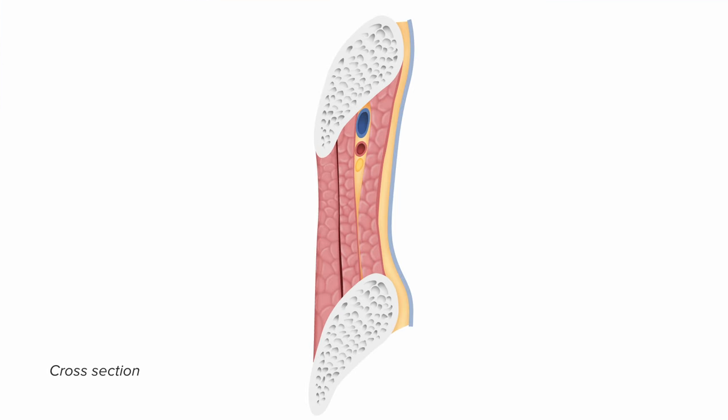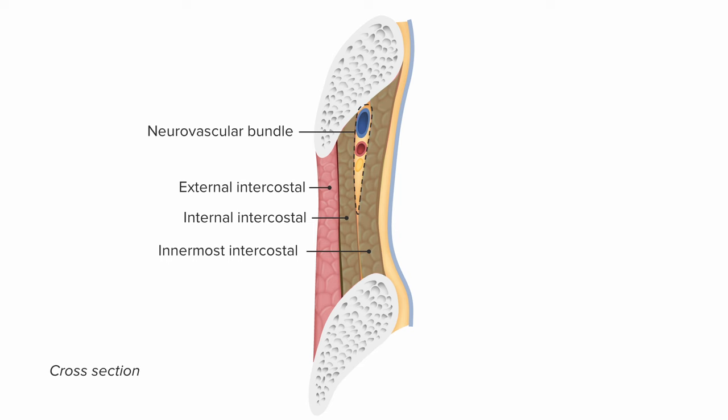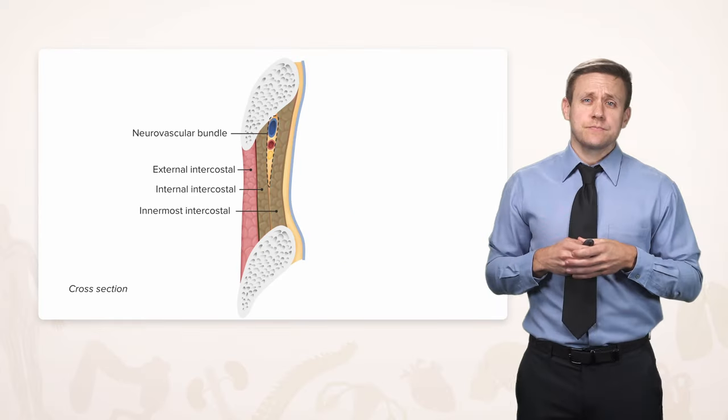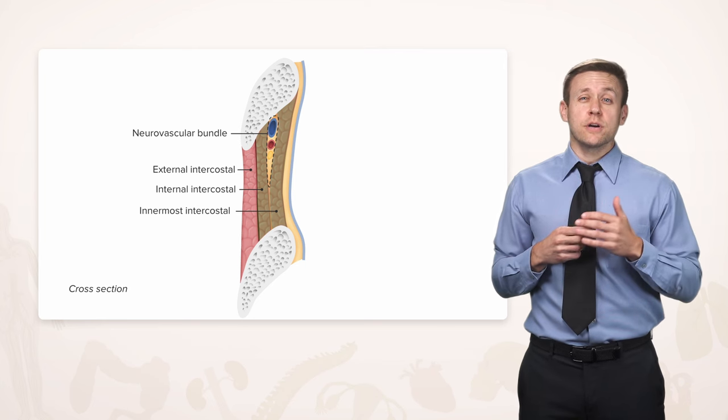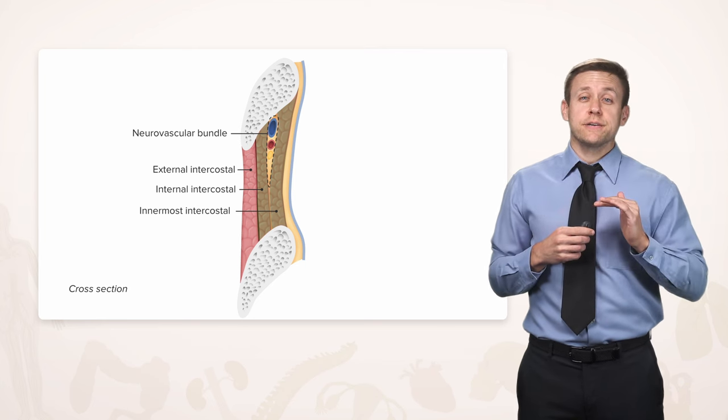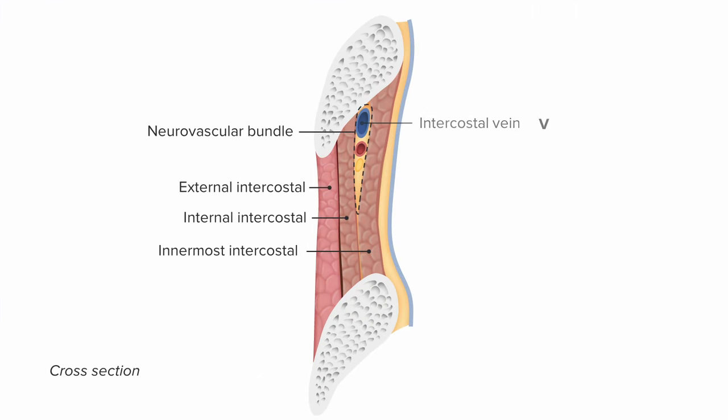So in cross section, we again see external intercostal is the most external. Then we have the internal, and finally the innermost. And it's between the internal intercostal and the innermost intercostal that this neurovascular bundle travels. And some people use the mnemonic VAN, V-A-N, to remember the order of this bundle from superior to inferior. So superior, we have the intercostal vein, then we have the intercostal artery, and then we have the intercostal nerve. So vein, artery, and nerve.